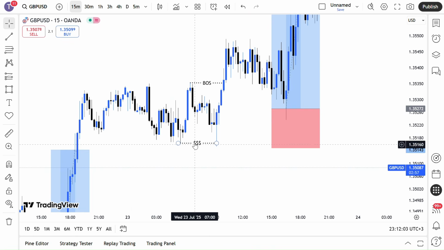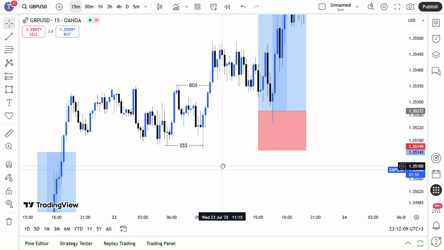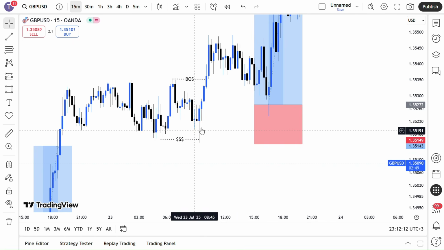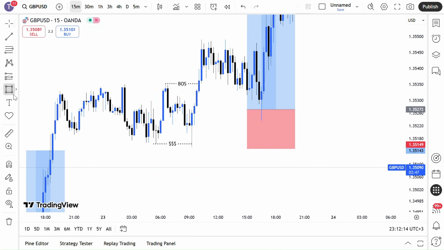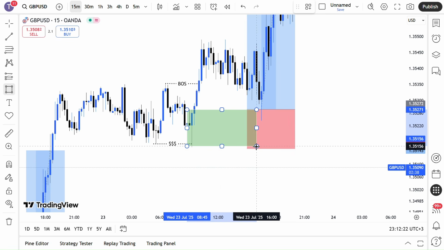You can see very clearly the liquidity sweep is here. There was a liquidity sweep down here, and then we look for that order block that has a fair value gap. Let us mark the fair value gap. This is the fair value gap. This is the order block, I mean.